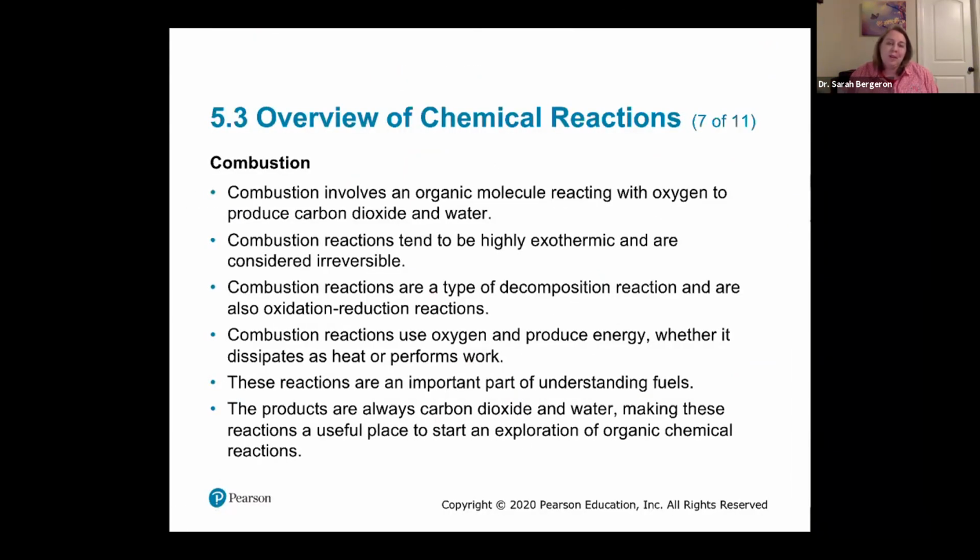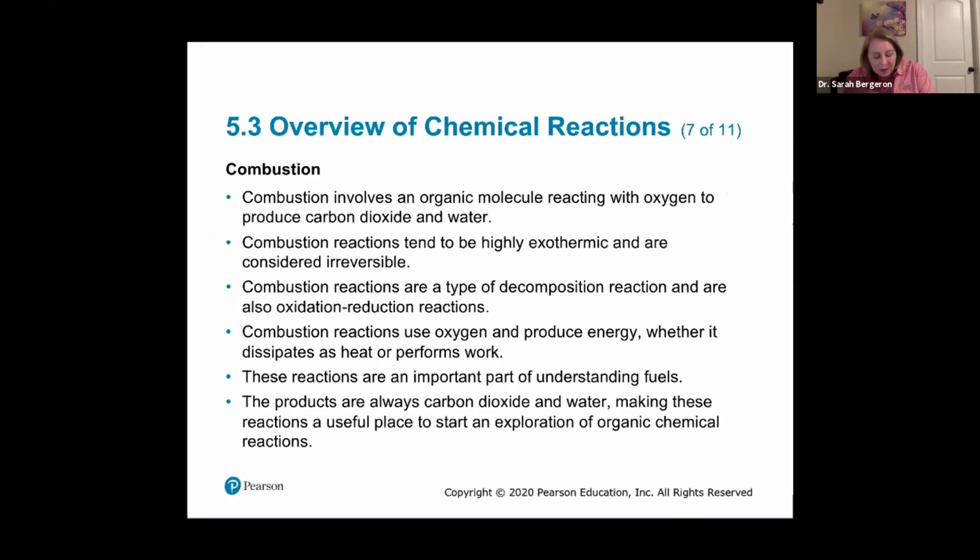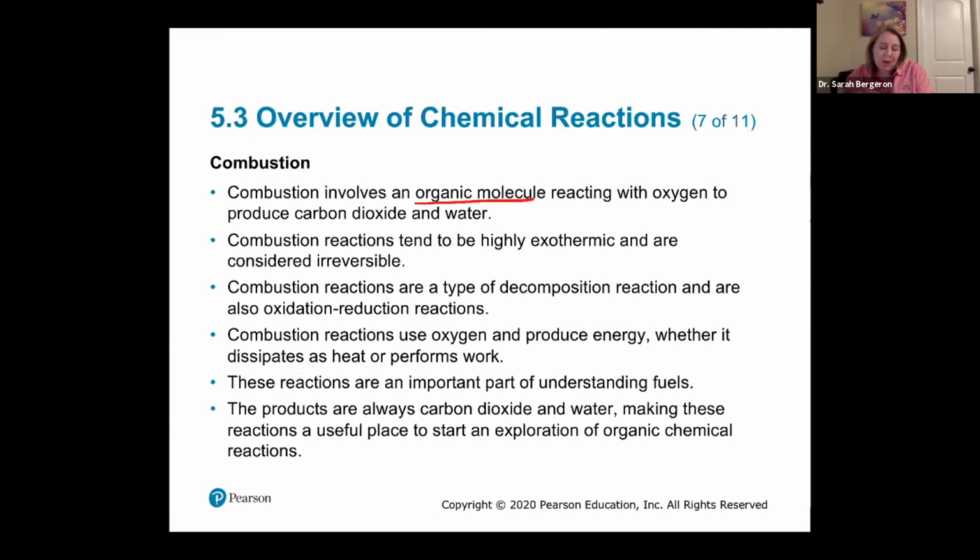So we're going to move on, and we're going to talk a little more detail about combustion. So when we talk about combustion inside of our bodies, we're talking about organic molecules. So when we say organic molecules, what are we talking about? We're talking about hydrocarbons, right? Hydrocarbons mean hydrogen and carbon. So they're going to react with oxygen. Now, oxygen just doesn't float around as one atom, it floats around in a pair. So it floats around as O2.